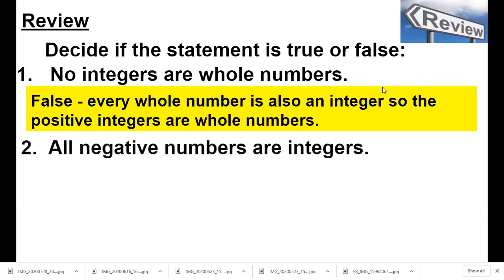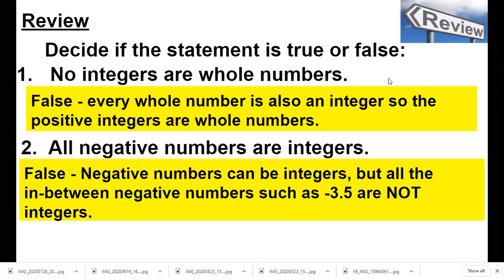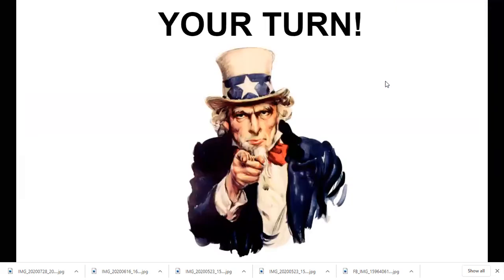Number 2, true or false? Are all negative numbers integers? That should be false. Why? Because negative numbers can be integers, but all of the in-between negative numbers, such as negative 3.5, negative 20.42, negative 2.5, they're not integers, are they? But they're still negative numbers. So try to think of examples to figure out if a statement is true or false. Okay, it's your turn to try a couple review questions, and we'll see you back in a moment.